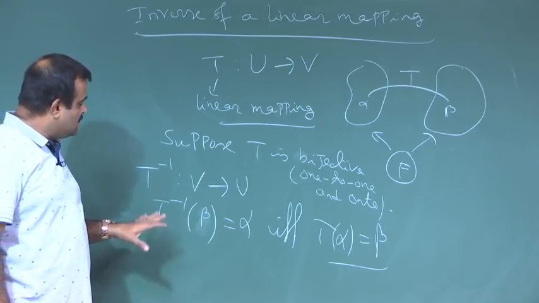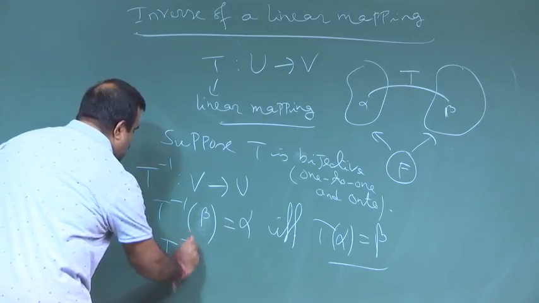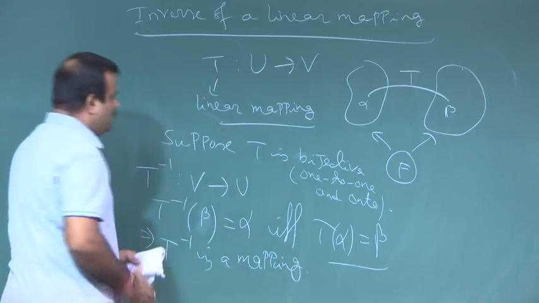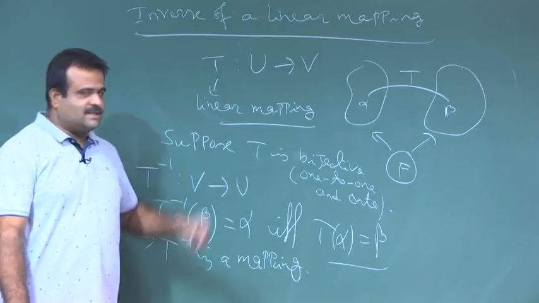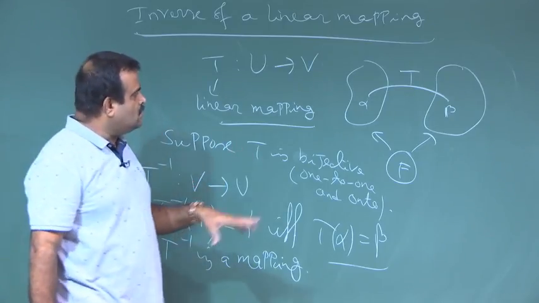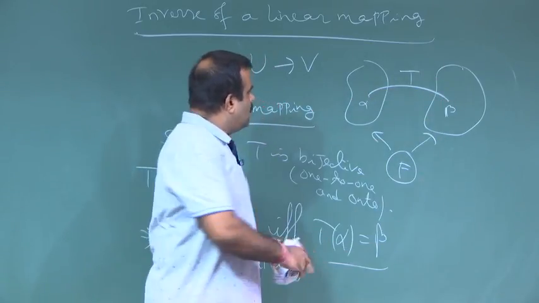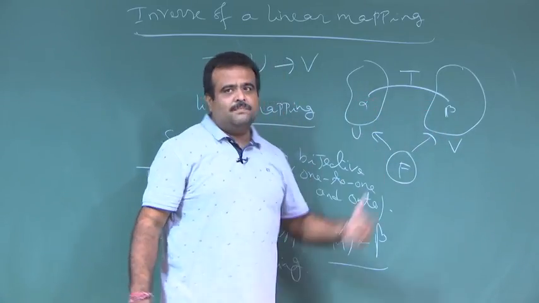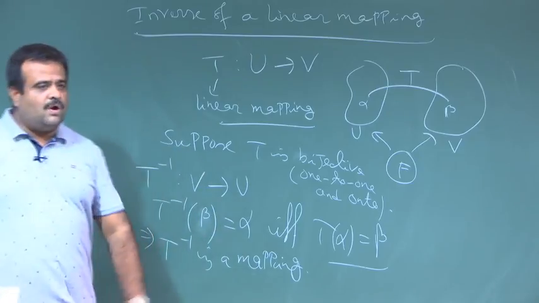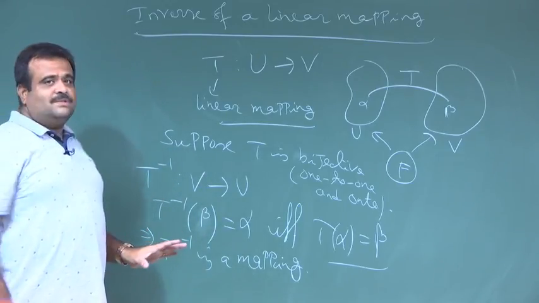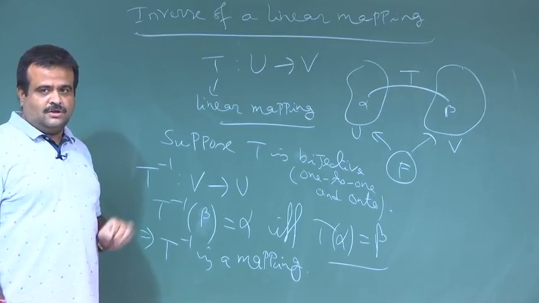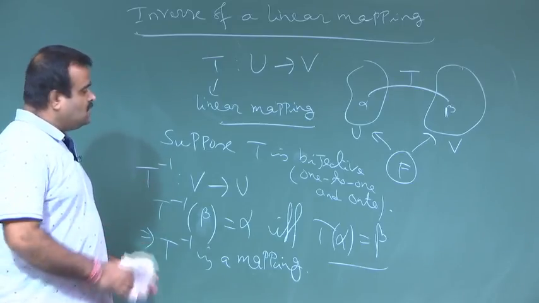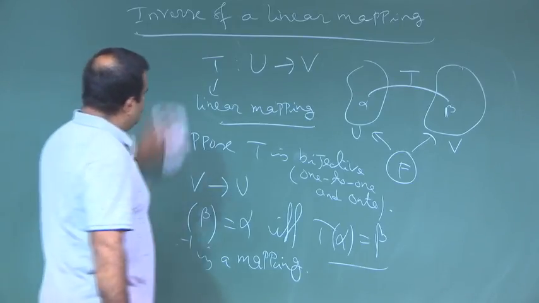This means T inverse is a mapping, because this T is bijective: T is 1 to 1 and it is also onto, so the range of T covers the whole of V. So, if you take any element beta over here, it has a pre-image over here. So, this is a well defined mapping. Now, we have to check whether this mapping is also a linear transformation or not. Yes, this is a linear transformation, but that needs a proof. So, let us try that.